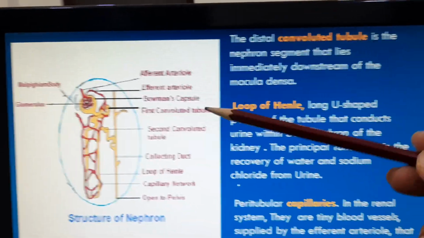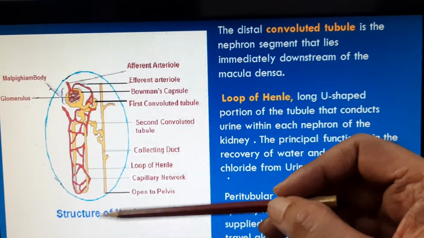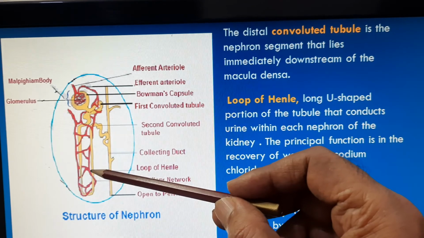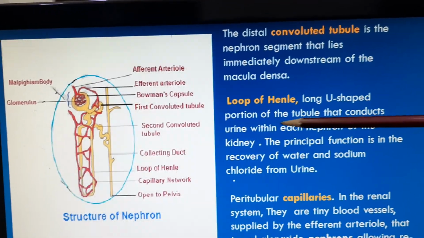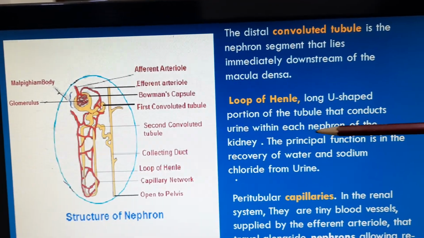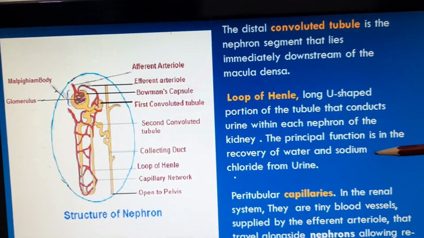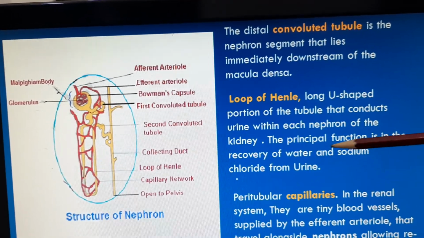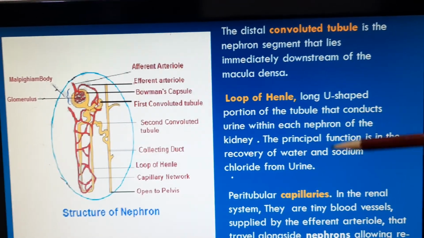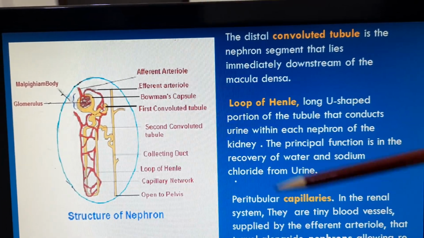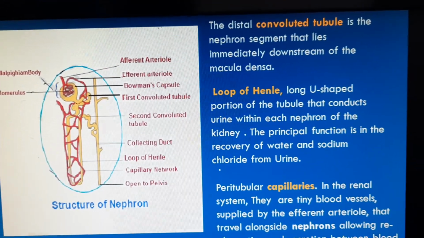And then the important part is the loop of Henle. This is the loop of Henle, a long U-shaped portion of the tube that conducts urine within each nephron of the kidney. Its principal function is the recovery of water and sodium chloride from urine. It recovers sodium chloride as well as water.